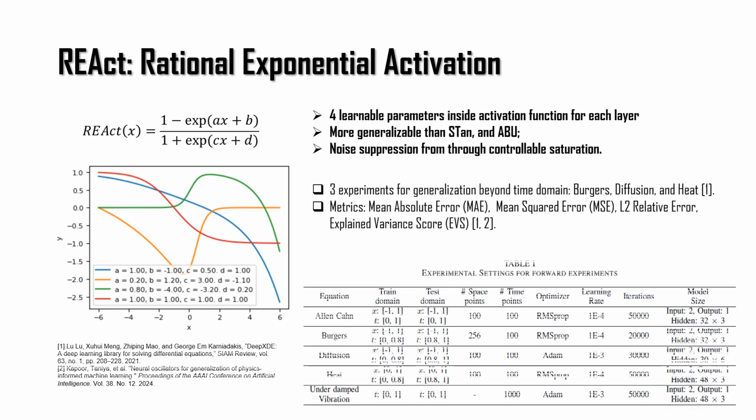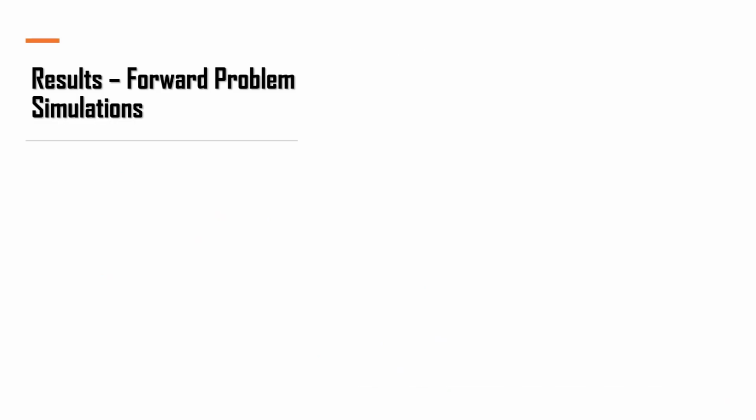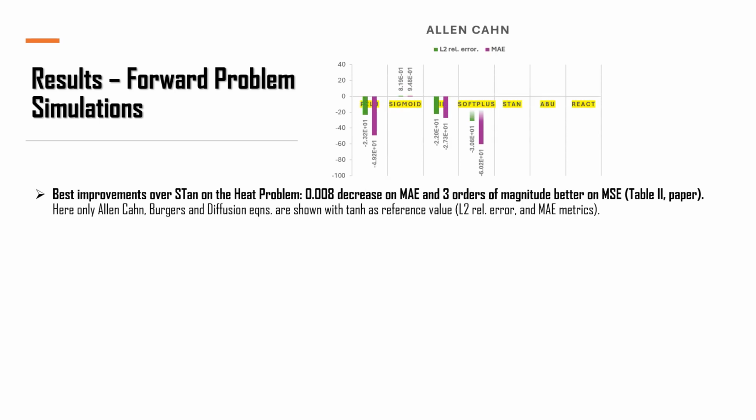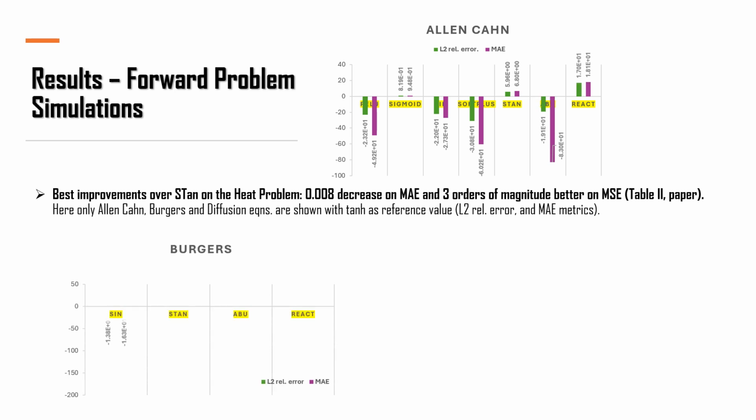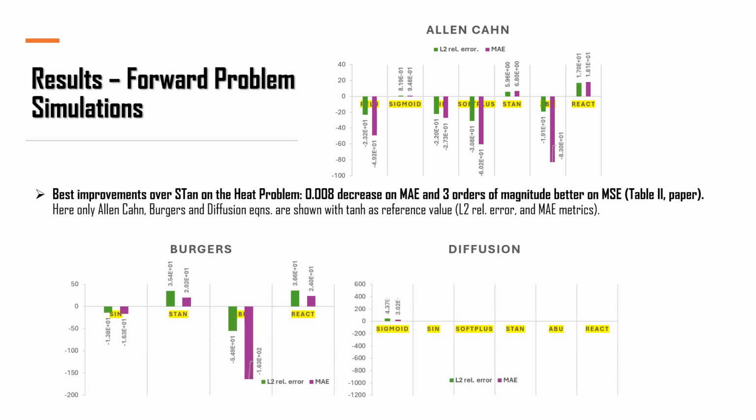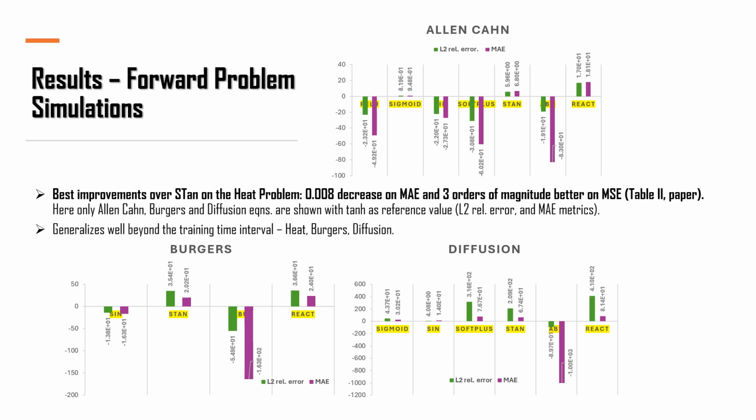The experimental settings for forward problems and the performance evaluation metrics are shown here. REACT outperforms all other activations for the problems considered, showing maximum improvements on the heat problem with 3 orders of magnitude decrease in MSE. It also generalizes well beyond its training time interval, as seen by its performance on Allen-Cahn, diffusion and Burgers equations. The viewer can find these results in Table 2 of our paper.